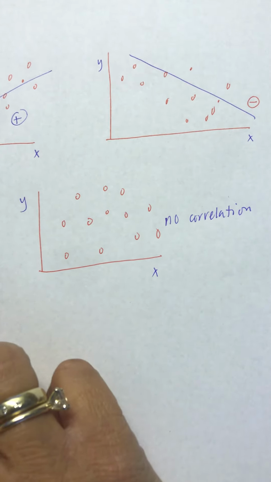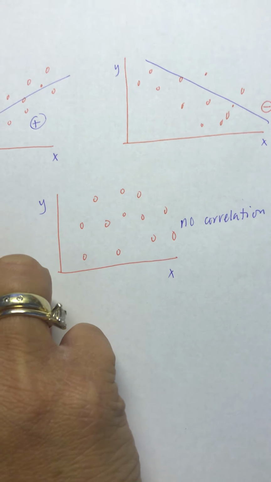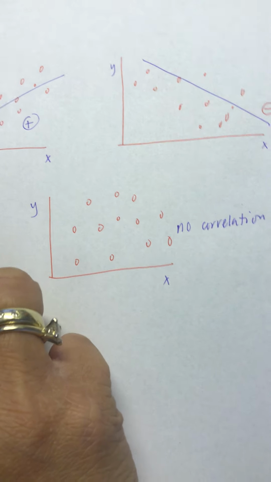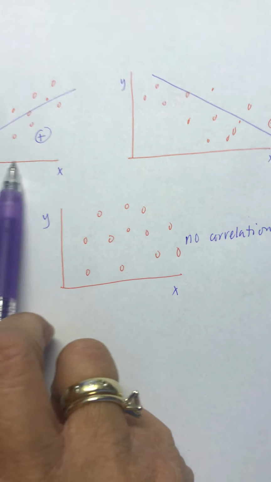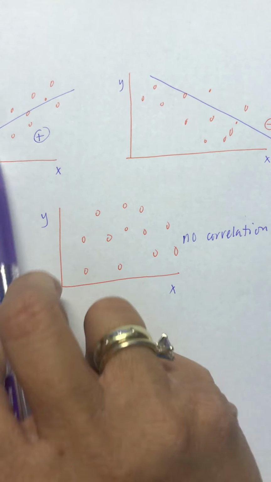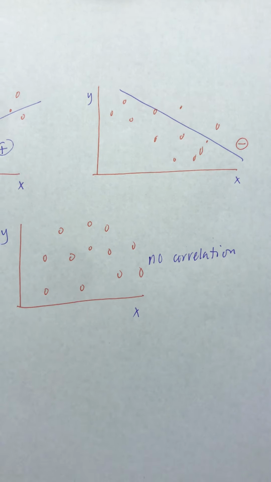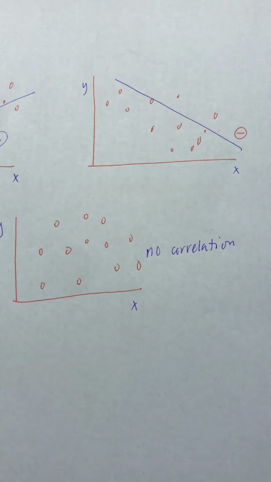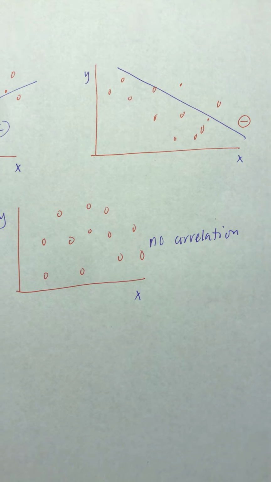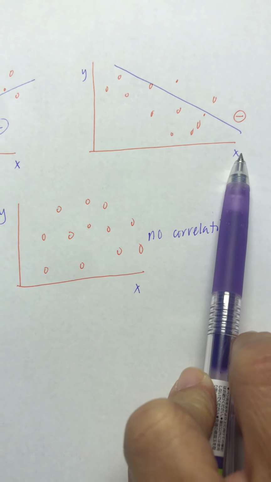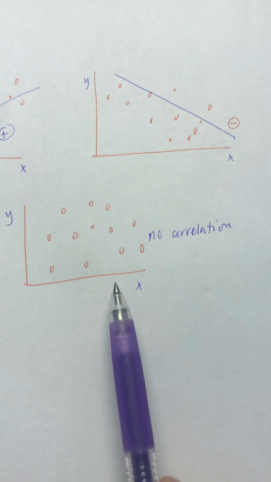An example of an increasing correlation is, for example, the sales of ice cream compared to the weather. As the weather increases, it gets hotter, the sales of ice cream would also increase, right? Negative correlation would be your weight and the amount of time you exercise. The more time you exercise on the x, your weight will decrease, right? So that's a negative correlation.